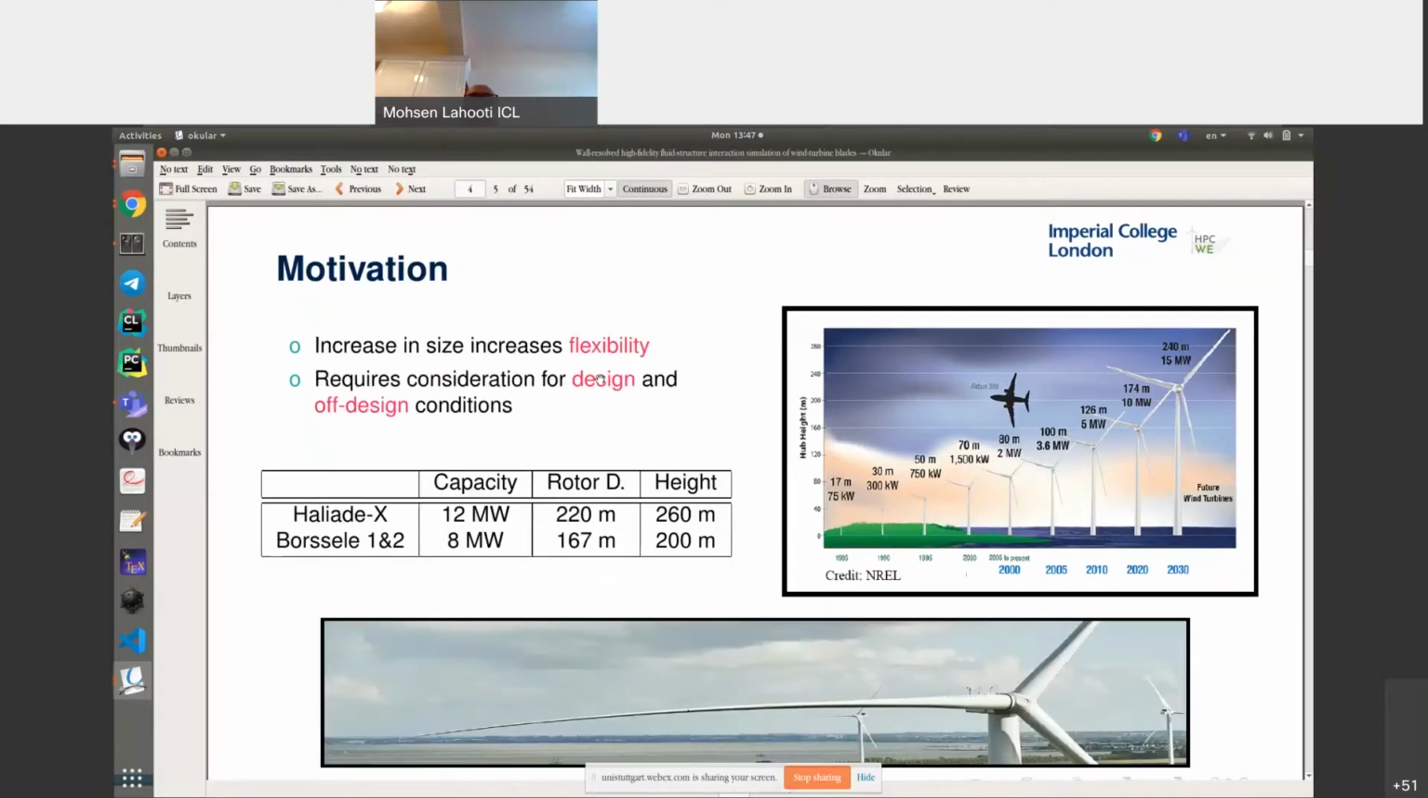As the rotor diameter and the size of the blade increase, so does the flexibility of the structure, and that poses a new design condition for the operating condition, the design condition, and the off-design condition of the wind turbine. My talk is focused on the off-design condition of the wind turbine.